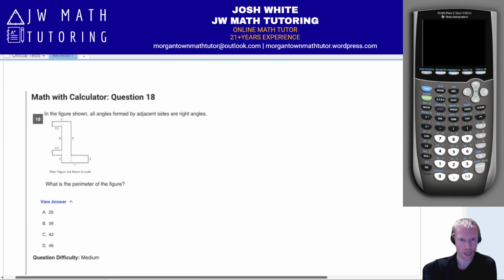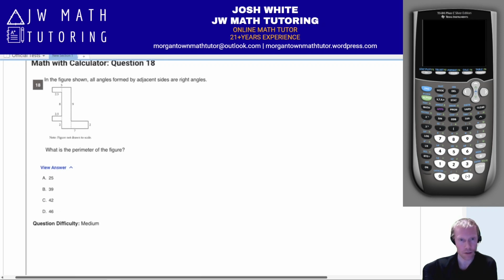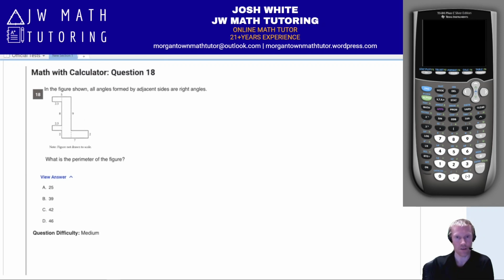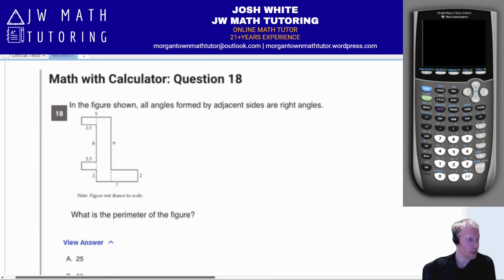All right, question number 18. This is not a difficult question, but it's kind of a pain because you have a bunch of sides that you have to find the values for. So I'm going to zoom in just to make the picture a lot larger on the screen. Okay, so here are the values for all the missing sides.